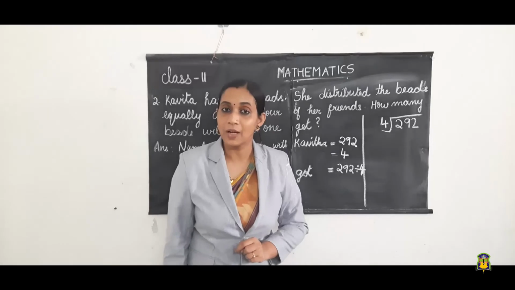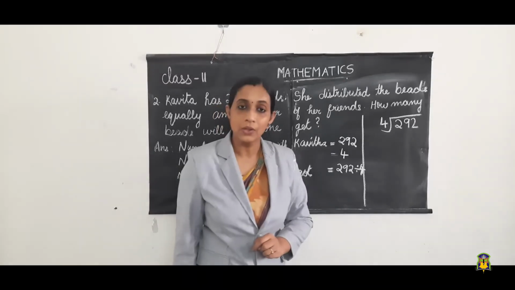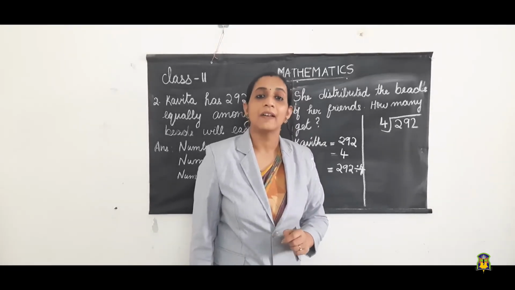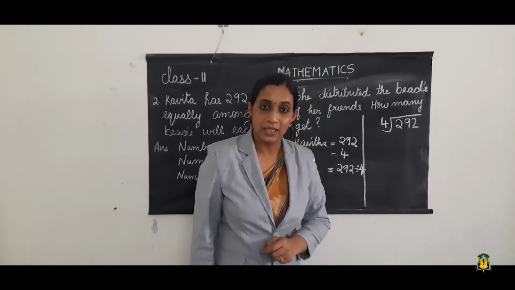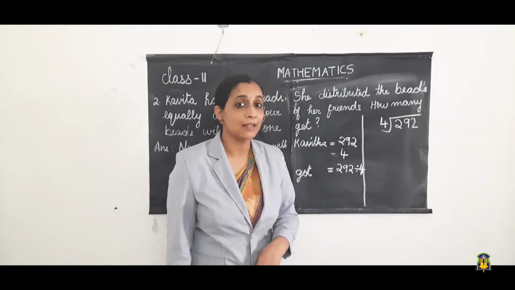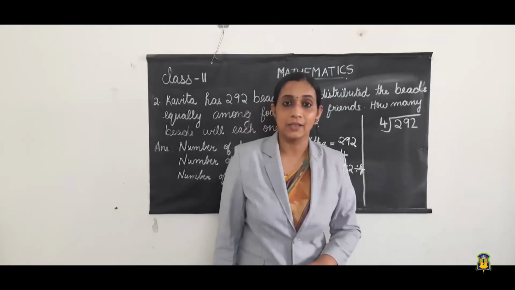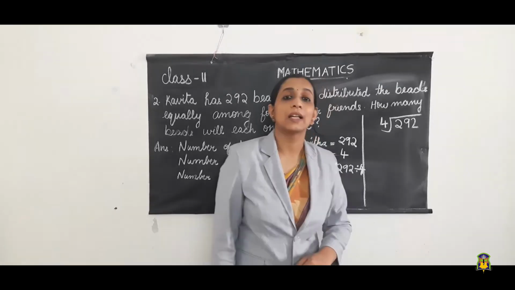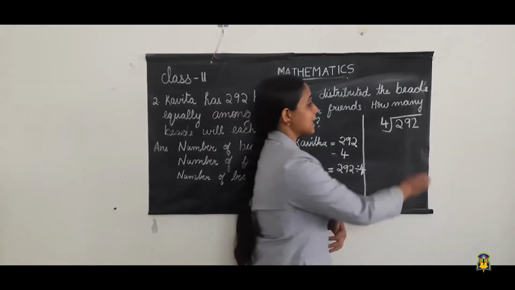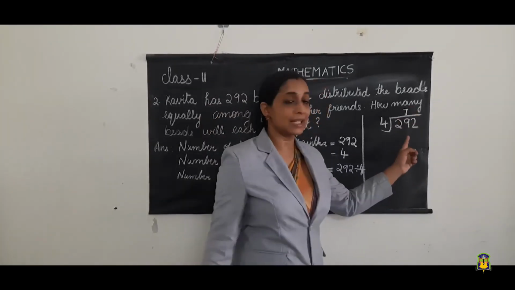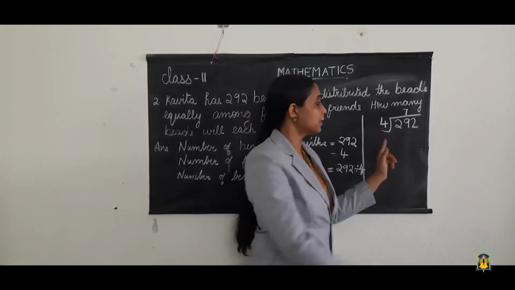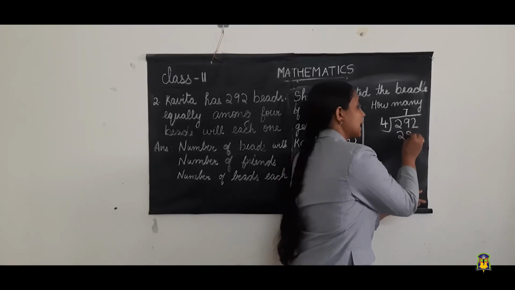Let us recite the table of 4. 1 4 is 4, 2 4s are 8, 3 4s are 12, 4 4s are 16, 5 4s are 20, 6 4s are 24, 7 4s are 28, 8 4s are 32. Here it is 29, so 32 is greater than 29. We can't take 8, so we take 7. 7 4s are 28. We write that 7 just above 9, in the tens place. So 7 into 4 is 28.